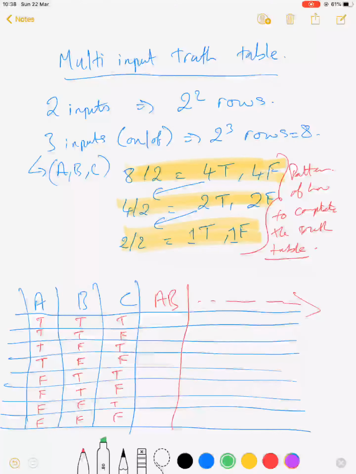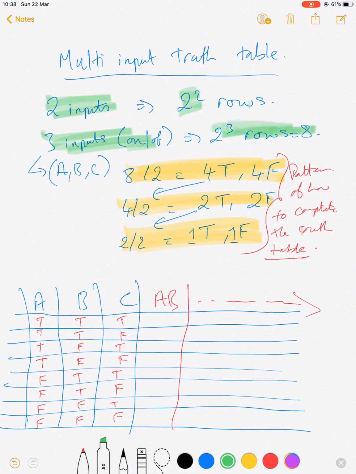Of mapping the number of inputs. Like here, we have 2 inputs. Well, 2 inputs gives us 2 to the power of 2 rows. 3 inputs gives us 2 to the power of 3 rows, which then gives us 8 possible rows, representing all of the combinations with 3 inputs going in.